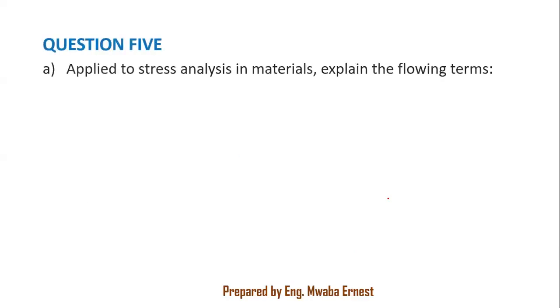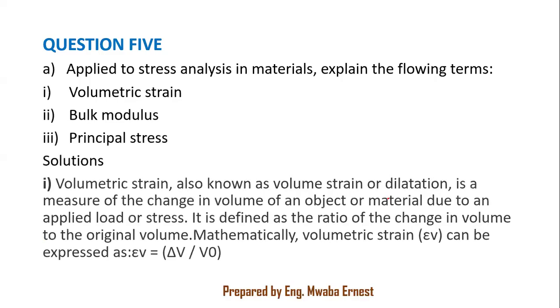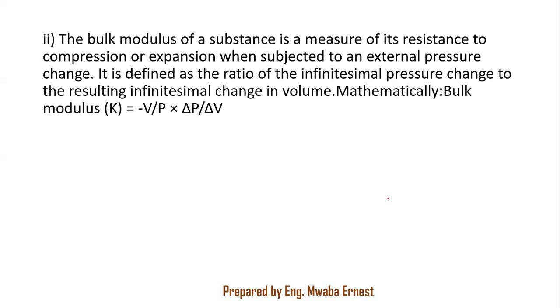Question number 5. It's asking us to explain the following terms applied to stress analysis: volumetric strain, bulk modulus, principal stress. Volumetric strain, we're saying that this is the ratio between the change in volume over the original volume. Then bulk modulus, the measure of a material's resistance to compression or expansion when external pressure is acting on it.